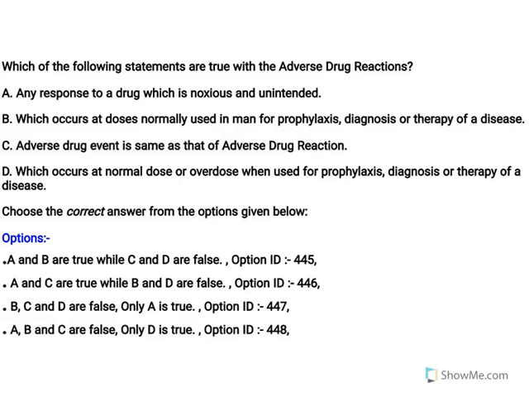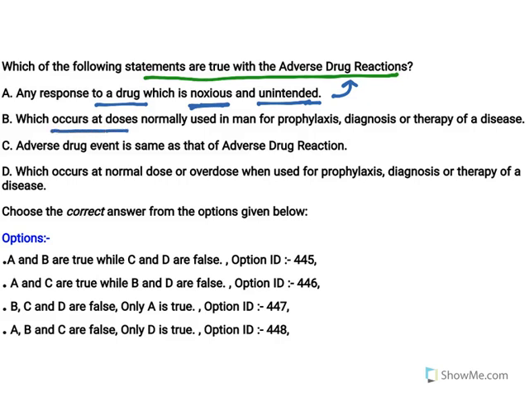Now the next one, which of the following statements are true with adverse drug reactions? Let us analyze one by one. See, any response to a drug which is noxious and unintended is called as adverse drug reaction. Noxious means harmful, unintended means it is not of therapeutic use. Intentionally we give drugs to treat a therapeutic condition, and unintended means which is out of the therapeutic value.